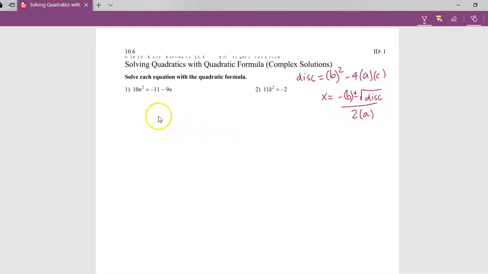So on number 1, remember the first thing that we need to do is get this into standard form. Also today on your assignment, 10.6, you're only going to be doing odds. So you don't have to do the whole thing.